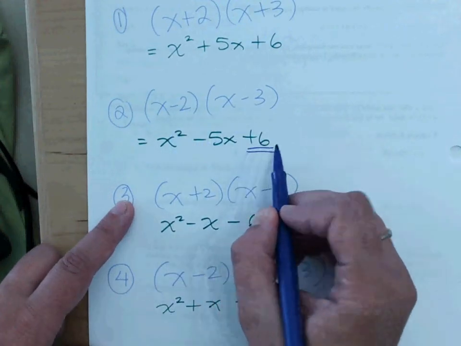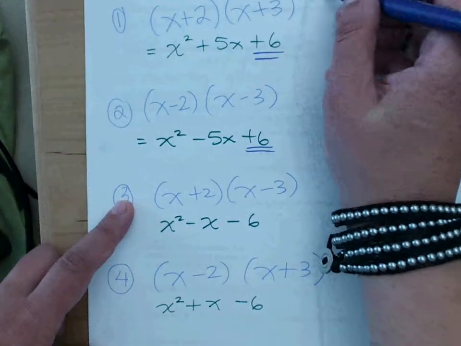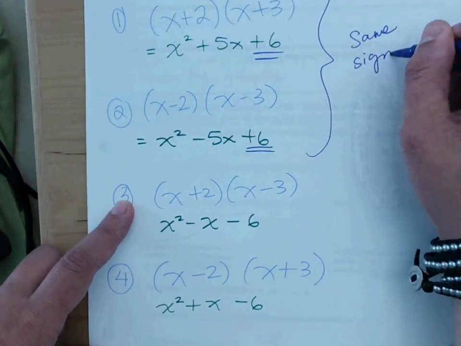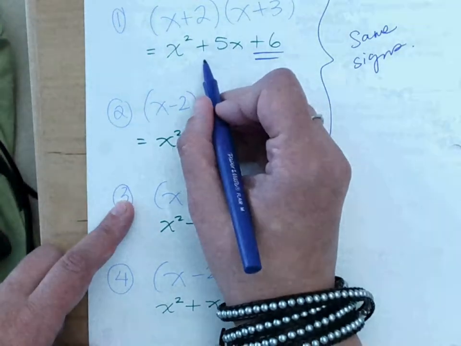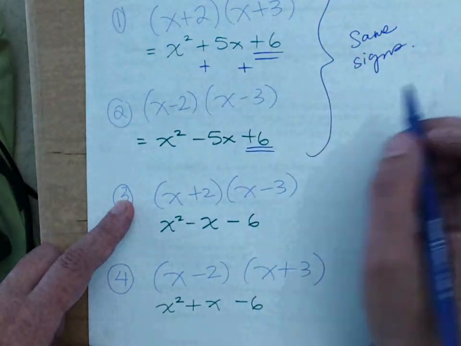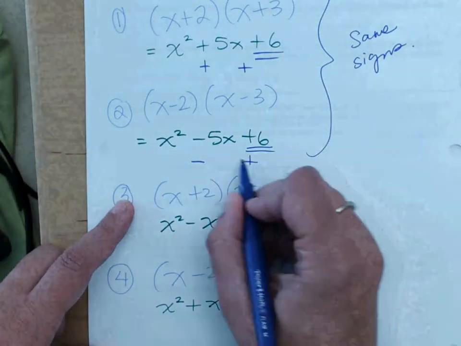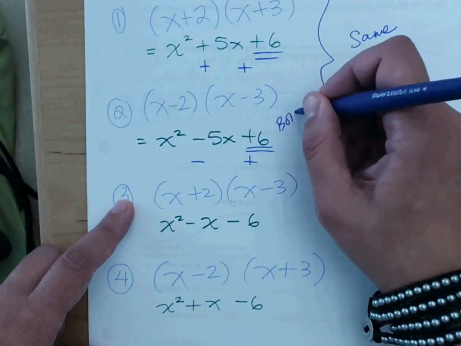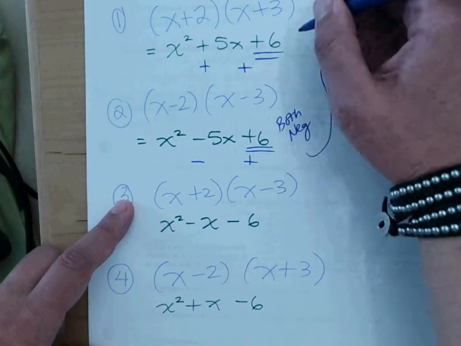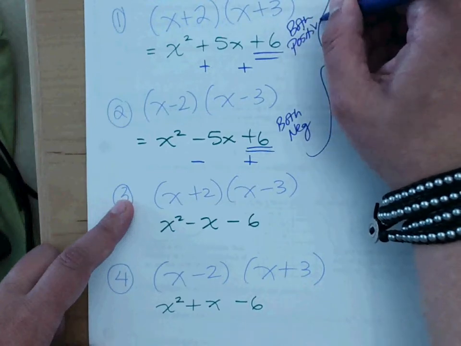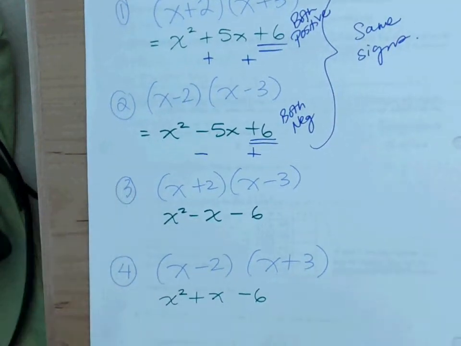So whenever this number is positive, you had the same signs. Okay? So if you see a positive, positive, that means they're both positive. If you have negative, positive here, this means they're both negative. So these are both negative, and this is both positive, right? This is going to be important for factoring.